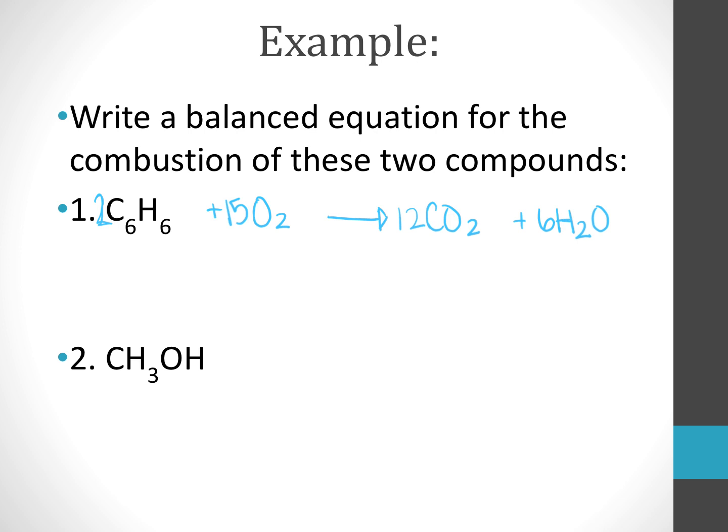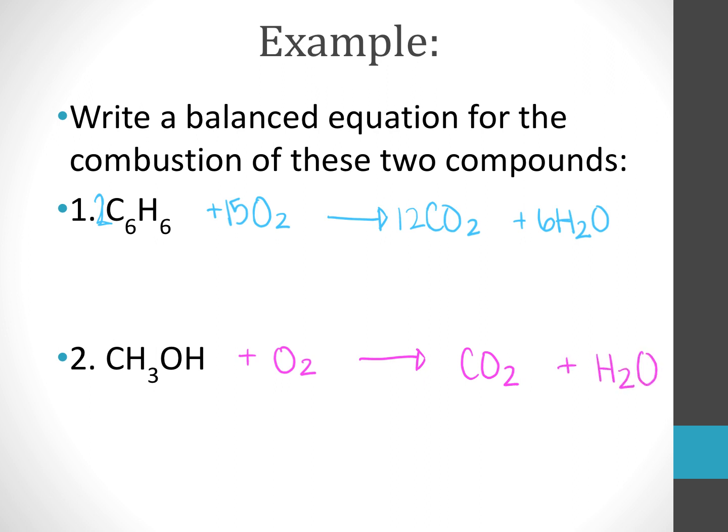Okay, now let's do the second one. This time we have CH3OH. This is methanol, and we're going to combust it, so we're going to add O2. And even though this one has an oxygen in this starting formula, it's still going to make carbon dioxide and water.